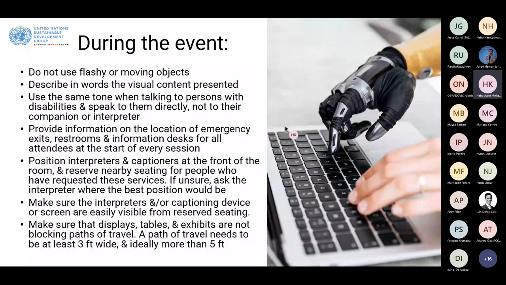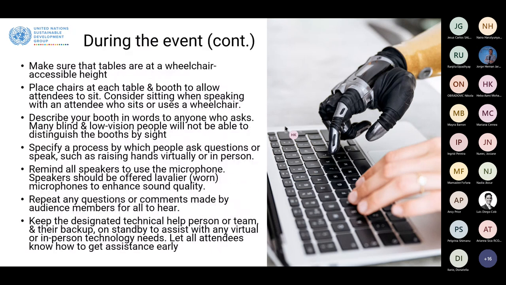Always have a chair placed for persons to sit, because some persons with disabilities are unable to stand for long periods of time. So be sure to include a seat in every booth. Also make sure that the tables are wheelchair accessible and at wheelchair height, and be sure to provide a chair at every table, as we say, for any person who might not be able to stand.